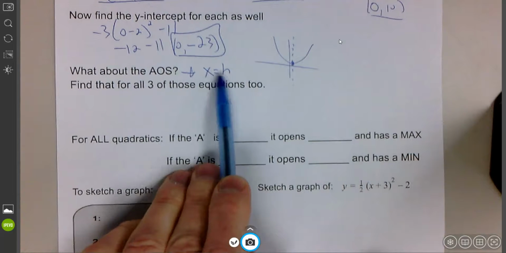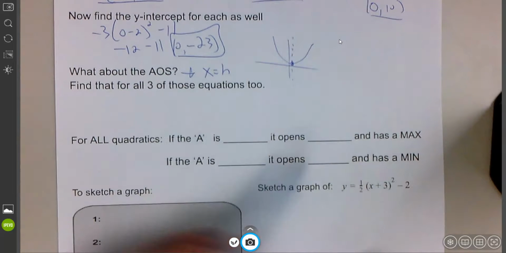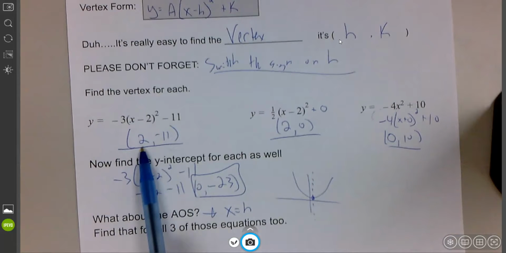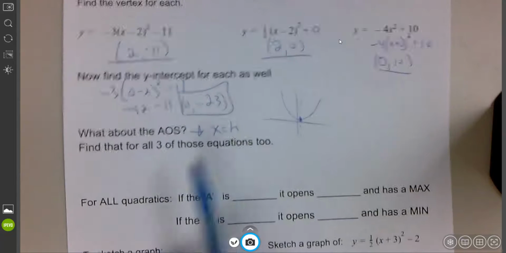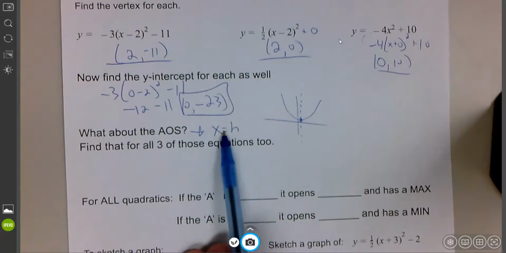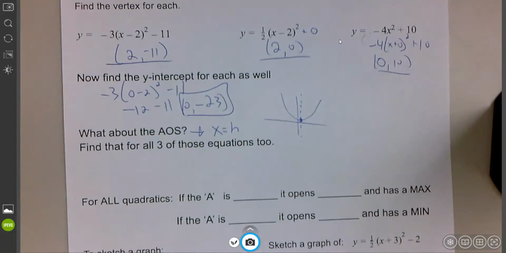Don't forget the x equals part. That shows me you know it's a line. The axis of symmetry is a line. So let's look at them. For this one, it would be x equals 2. For this one, it would be x equals 2. For this one, it would be x equals 0. X is always the same as h. And finding h is really easy because it's vertex form, h comma k.